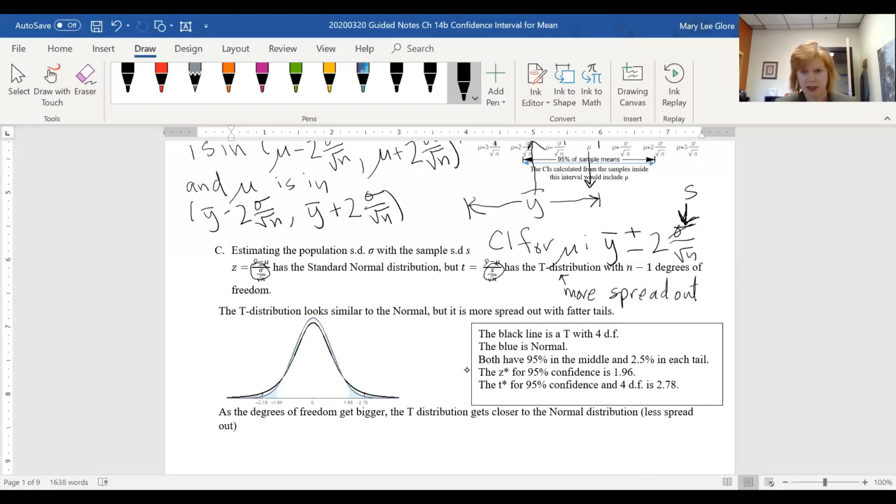For instance, if this is a T distribution with 4 degrees of freedom, I'd have to go out, instead of 1.96, which is my Z star, my T star would be 2.78. And that's for 95% confidence. All right. So my T stars are going to be bigger than Z stars. As we go out, we get bigger T stars.